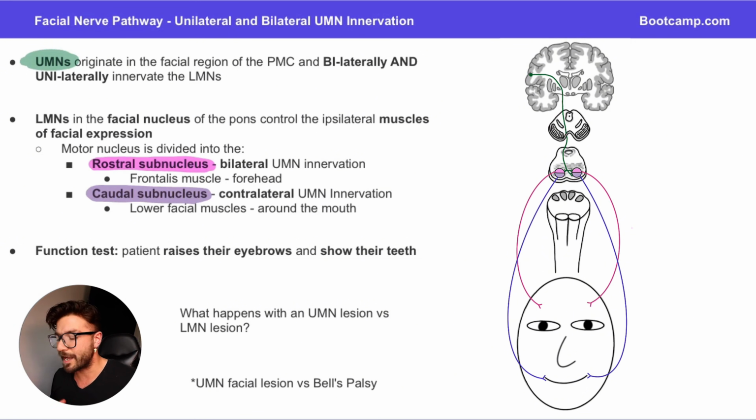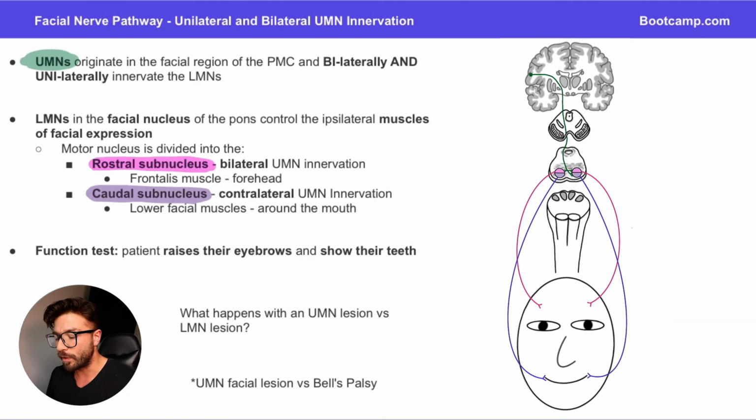So now you can see how this corticobulbar pathway is organized. We have the upper motor neuron coming down, providing bilateral innervation to the rostral subnucleus and unilateral innervation to the contralateral caudal subnucleus. These lower motor nuclei are then going to go on to innervate the forehead and the lower facial muscles. So that rostral subnucleus innervates the forehead, and the caudal subnucleus innervates the lower facial muscles surrounding the mouth.